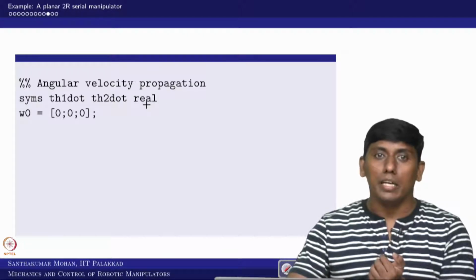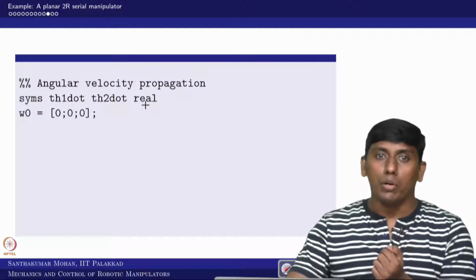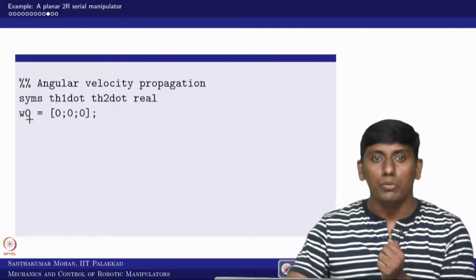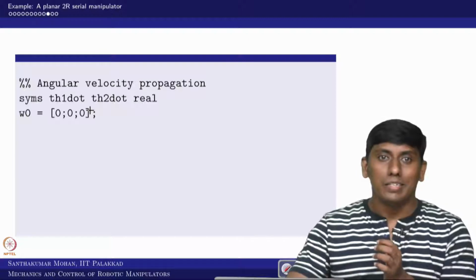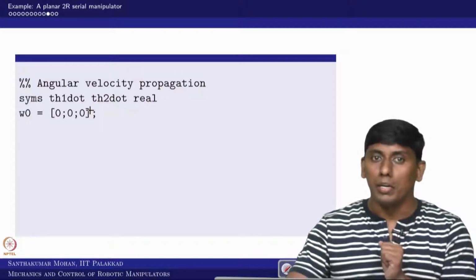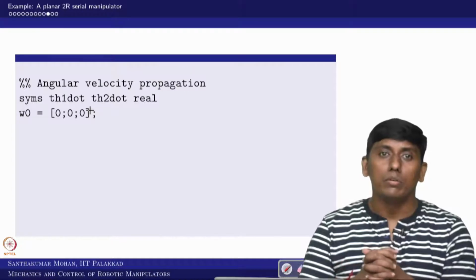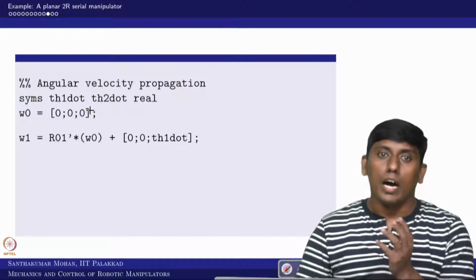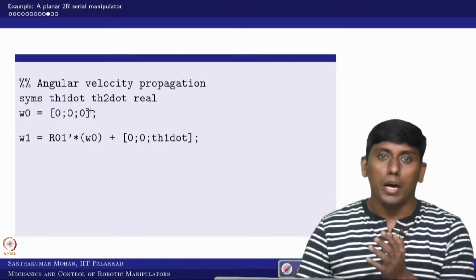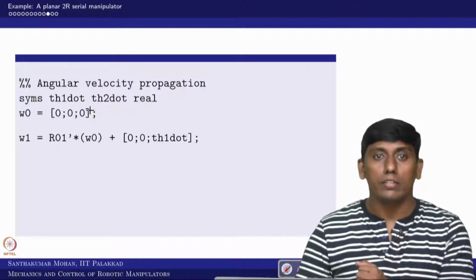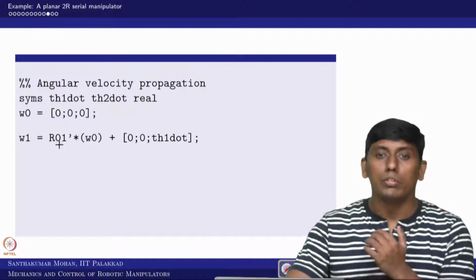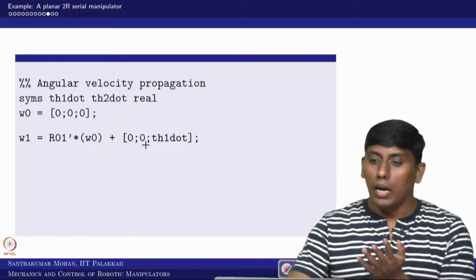Further, we take the base angular velocity as starting from 0 because it is fixed. So omega 0, which I have written as w0, equals 0 0 0, in the sense zeros of 3 comma 1. Once we obtain this, we can substitute into the velocity propagation model, where omega I plus 1 in frame I plus 1 can be written as R I plus 1 to I transpose times omega I in frame I, plus the active variable addition. In this case we already know the rotation matrix, and the transpose would come here because it is the inverse, omega 0 is known, and this is the active joint.